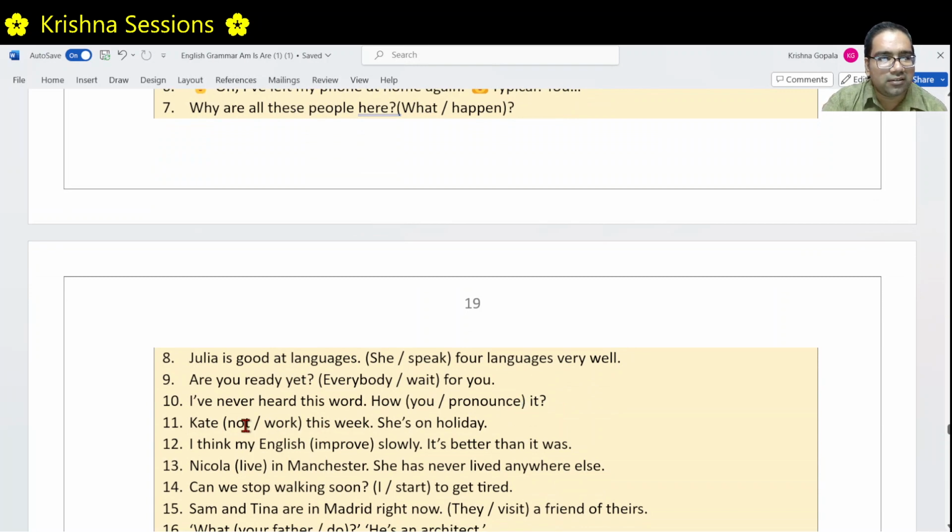Kate is not working this week. She is on holiday this week. That means at the time of speaking. So Kate is not working this week. She is on holiday. There's nothing general here.